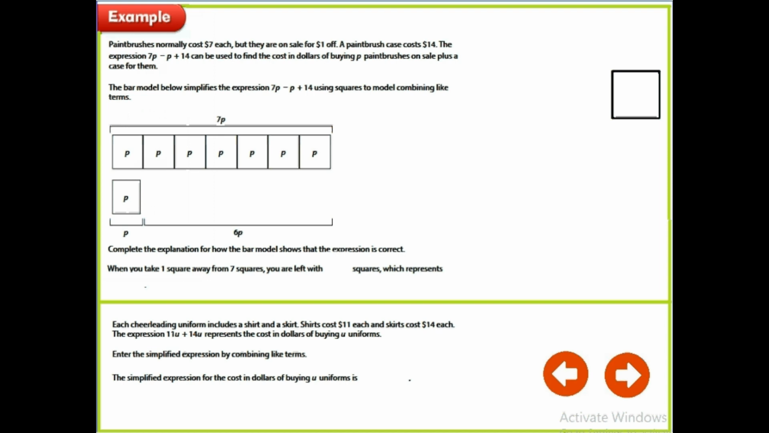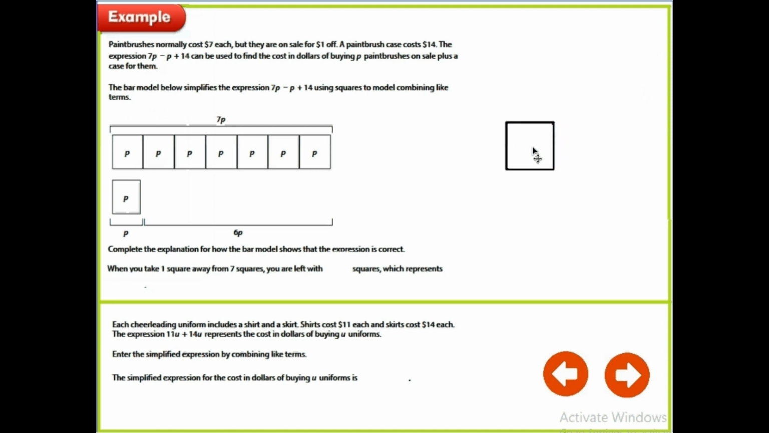Paint brushes normally cost $7 each, but they are on sale for $1 off. A paintbrush case costs $14. The expression 7p minus p plus 14 can be used to find the cost in dollars of buying p paintbrushes on sale, plus a case for them.